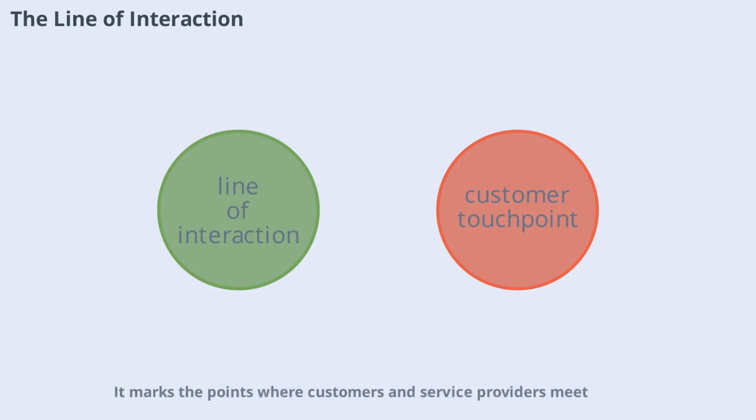The line of interaction separates customer actions from frontstage interactions. It marks the points where customers and service providers meet, such as at a checkout counter or during a phone call. Understanding this line helps organizations design smoother handoffs and reduce friction at critical moments. By clearly defining the line of interaction, teams can focus on improving the customer experience where it matters most.